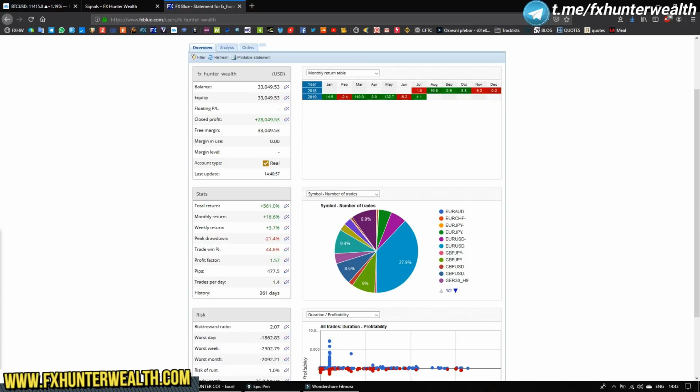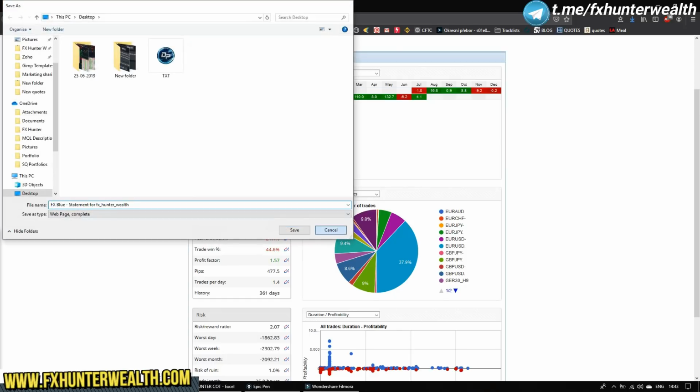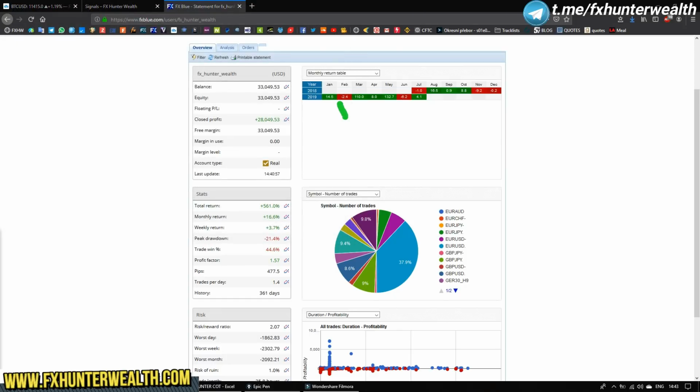If we look at the monthly return table, you can see, of course, there are some losing months, but the important thing is that the loss is never more than 10%. Like you can see 9%, minus 0.2, minus 1, and the most profitable months are like 110%, 132, sometimes 16.8, but this is just normal. So on average it's like 16% per month, which I think is really good, with a maximum peak drawdown in the year of 21%.